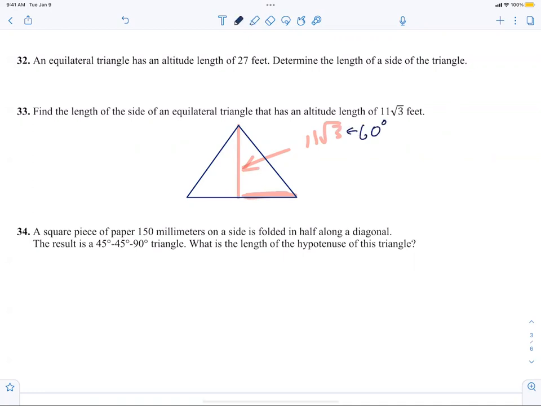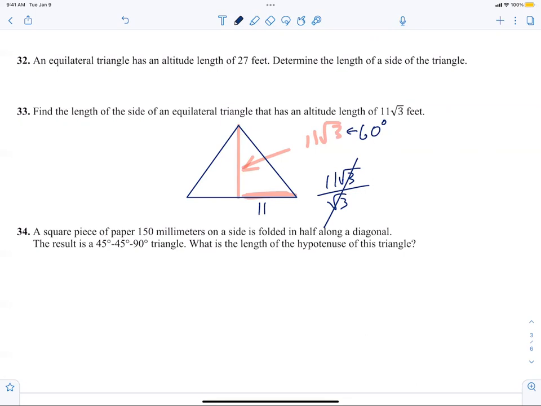Now, some of my kids never really understood what I meant by that's a 60-degree side. Do you understand what I mean? Yeah. So how do you get from the 60 to the 30? Because that's where we're going. What does it say from 60 to? Right, so you just take 11 radical 3 and you divide it by radical 3. So what's that? 11. So this piece is 11.